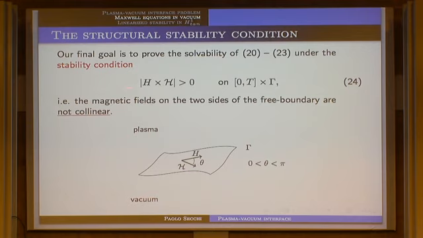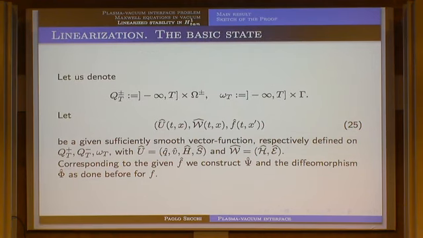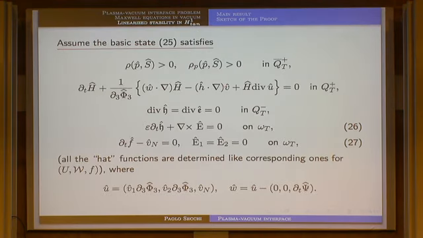This says that this product is a vector different from 0, which means that the two magnetic fields on the 2 sides are non-parallel on the interface. This is the condition. Now we want to study the linearized equations around a given basic state. We extend time, we do a lot of things. These are the properties of the basic state, some part of the equation that should be solved.